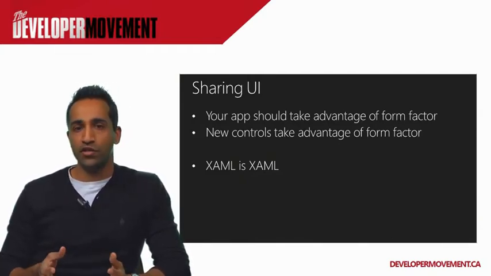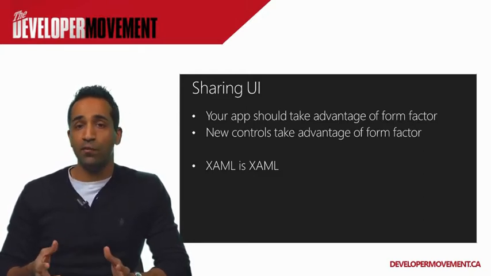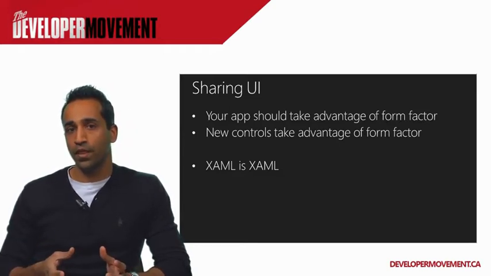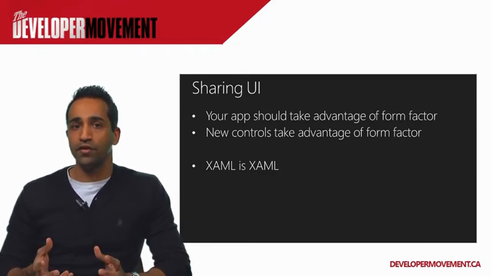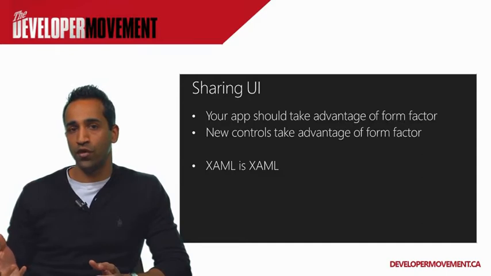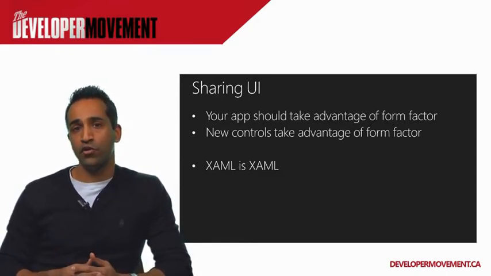You want your application to take advantage of the form factor. A Windows 8 app looks a lot different than a Windows Phone app. And you saw that in the Huffington Post example. Scrolling horizontally versus scrolling vertically, the amount of real estate you have, being able to take advantage of the charms in Windows 8 that aren't available in Windows Phone, different orientations. So there are some complications when you try to share UI code.